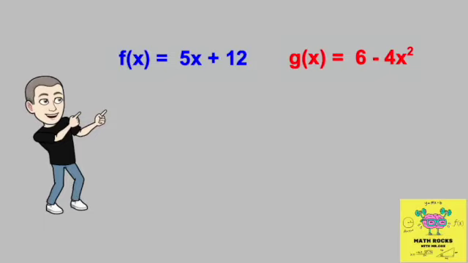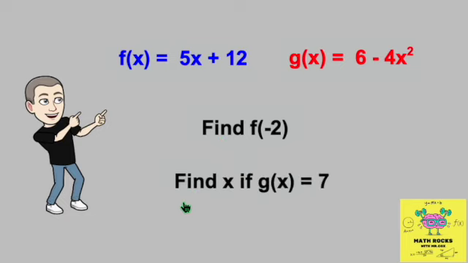This video is going to center on functions, like this one, f of x equals 5x plus 12, or perhaps a function like this, g of x equals 6 minus 4x squared. And we're going to be looking at questions like this. Find f of negative 2, or perhaps something like this. Find x if g of x equals 7. So if this seems rather daunting right now on how you would approach these problems, stick around, watch the video, and you'll never feel that way again. Let's get it on!